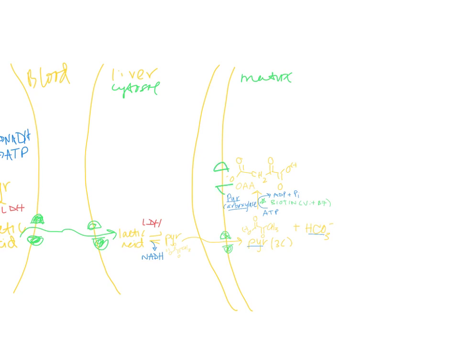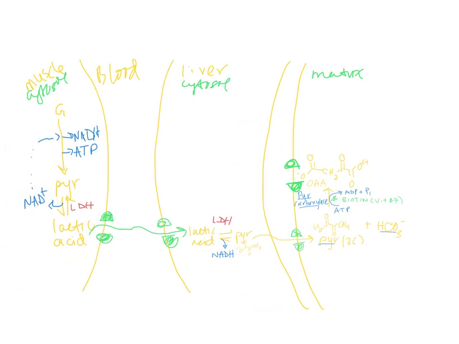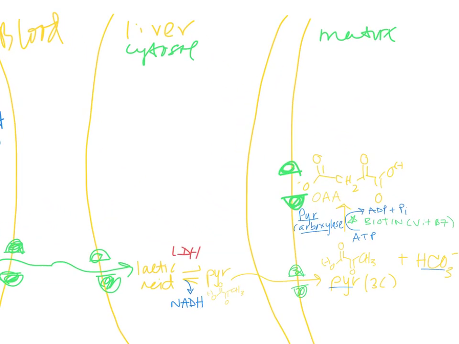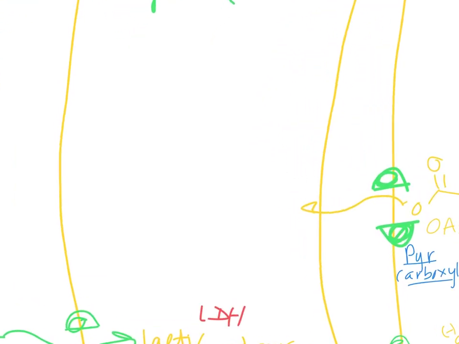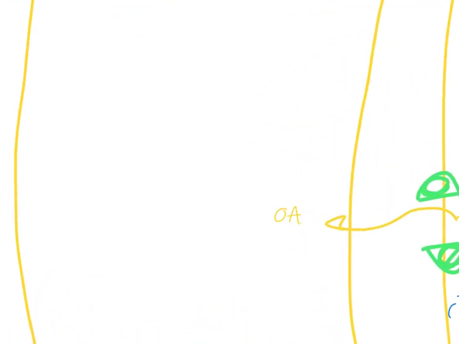And we'll talk about why it is that we have this very odd step that happens in the mitochondria in just a second. But first I want to get this OAA out. I'm just going to redraw it as OAA. So now our OAA is back in the cytosol. So gluconeogenesis takes place in the cytosol and in the mitochondrial matrix. And from OAA, we can get to PEP.